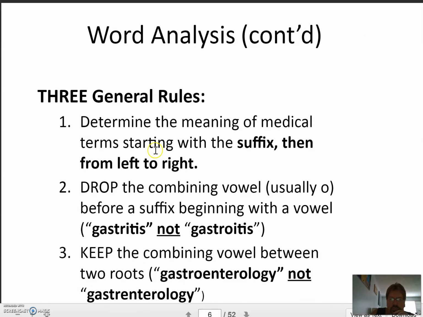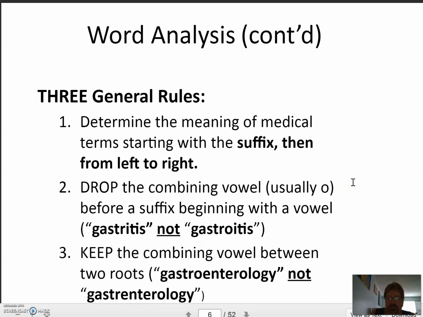Okay, 3 general rules. Number 1, determine the meaning of the medical term starting with the suffix and from left to right. Drop the combining vowel, usually O, before a suffix beginning with a vowel. So because the suffix itis begins with a vowel, I is a vowel, it's gastritis and that's not gastroitis. Okay, this is a very important rule to know.